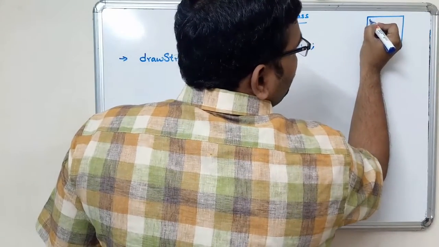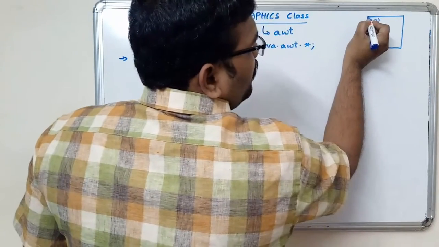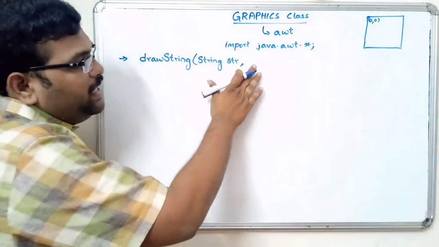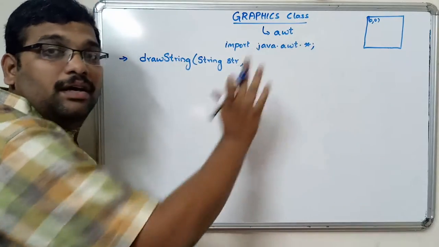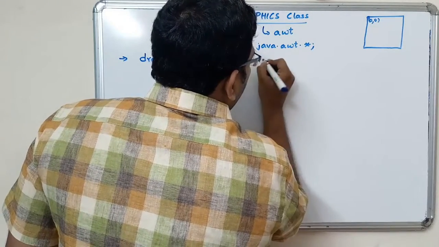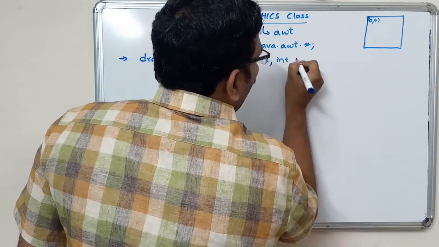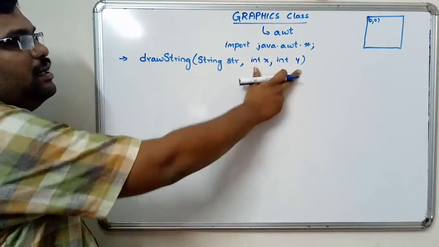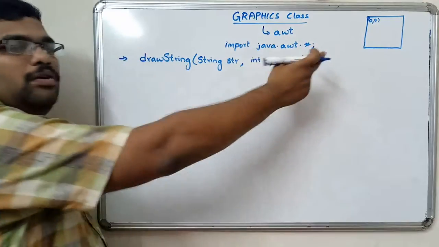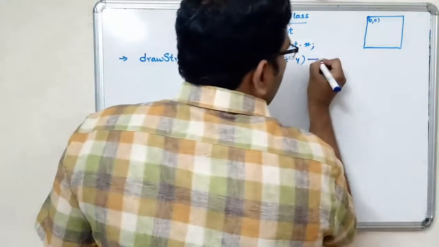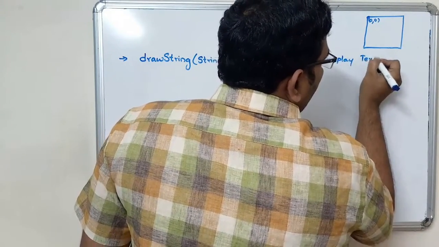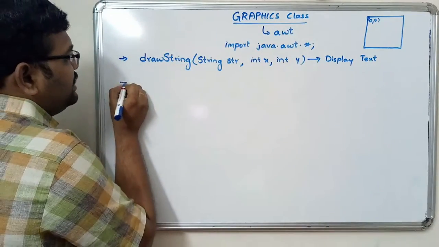Here the top left corner is always 0, 0. From that, the x coordinate and y coordinate we have to mention, so that this string will be displayed at the given coordinates: int x, int y. This is the method for displaying the text on the applet. I will write here: display text.